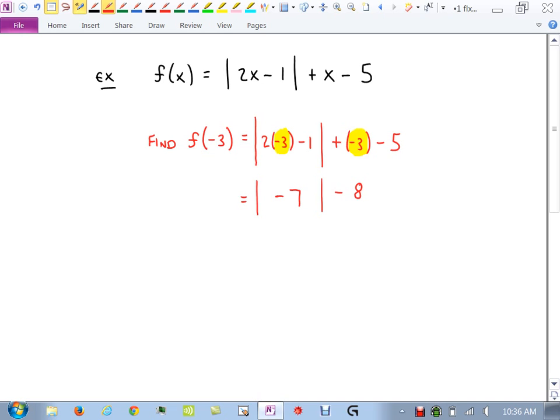Now, we want to get rid of those bars. So what is the absolute value of 7, or -7? +7. So this is just going to turn into 7, no more bars, -8. What's 7 minus 8? -1. So when you plug -3 into this function, it spits out -1.